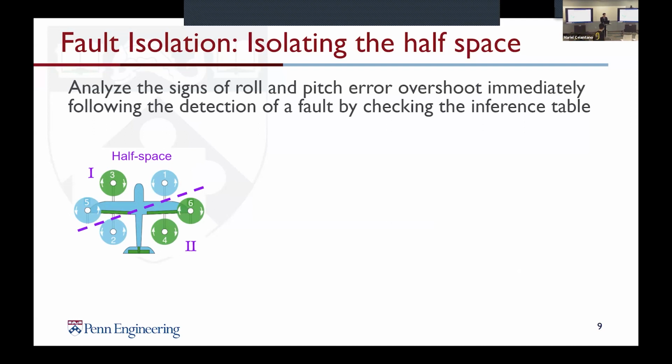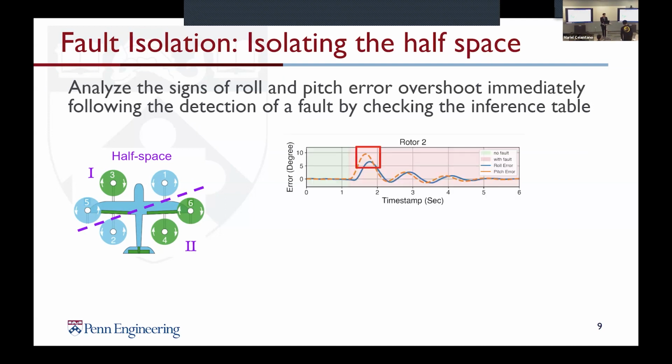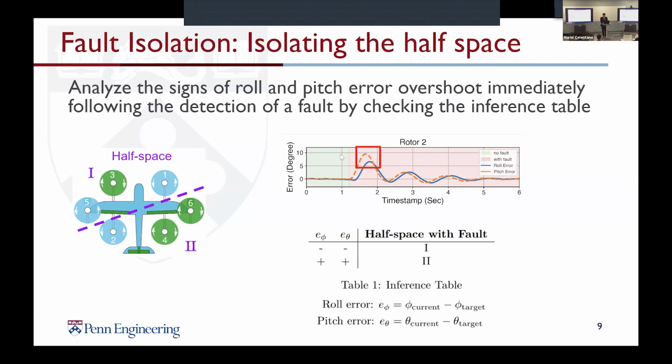And we analyze the sign of the roll and pitch error overshoot immediately after the detection of a fault. You can see this is the first overshoot after the detection of faults. The green background means there are no faults, and the red background means a fault has been injected. We check the sign of the overshoots, they are both positive. And we check with the inference table for the roll error and pitch error. We see it fits the condition of the second row, so we can state that this fault comes from half space 2.